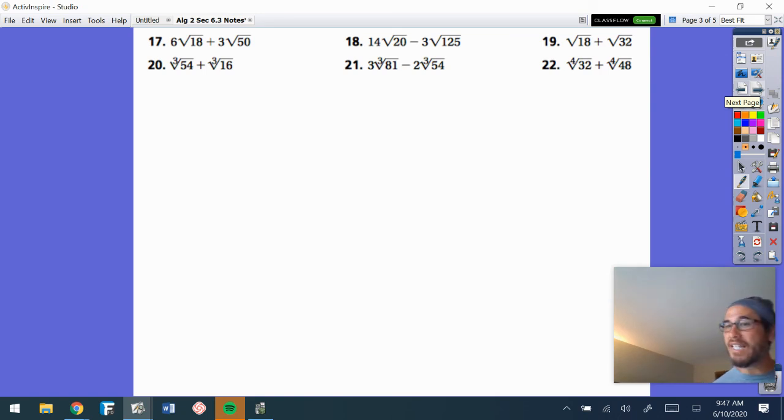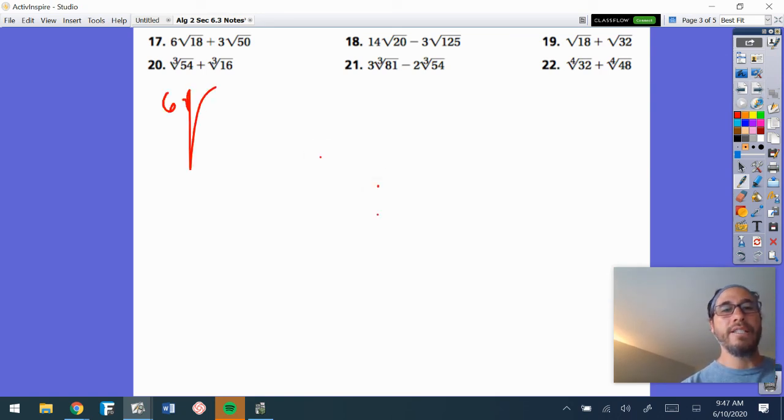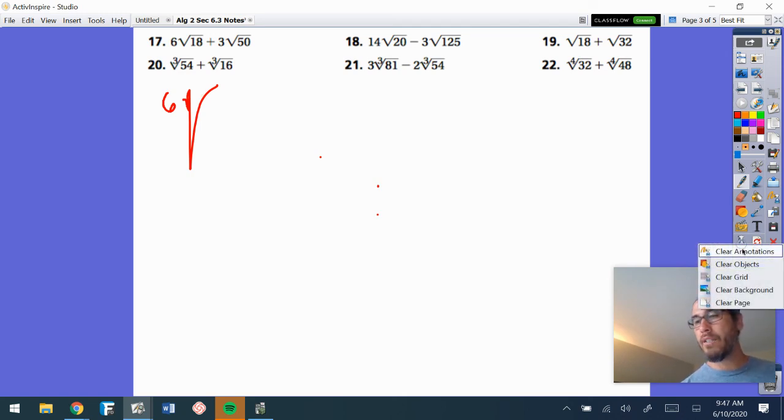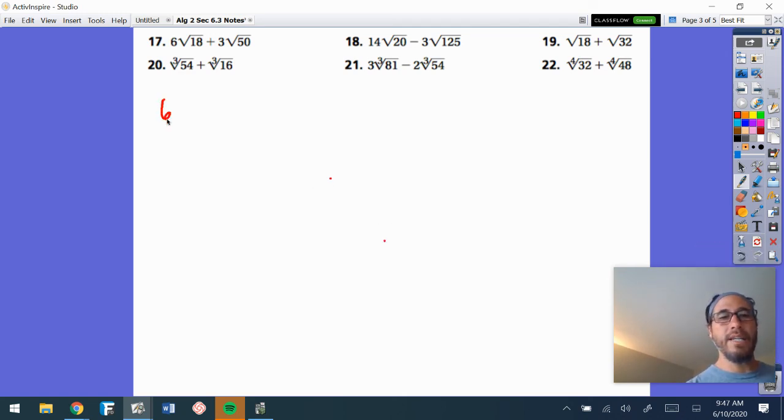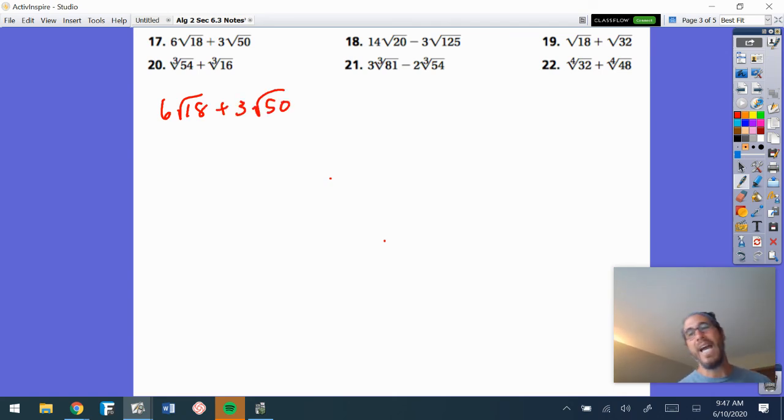Okay, let's look at 17. What do you notice about 17? Let's take a look at it. We've got 6 square root 18 plus 3 square root 50. Mr. Tanaka, I can't do that. You said that even though they have the same number in the ditch, which is a square root, which is a 2, 18 and 50 are different. But this is hidden. You can actually do this problem. How can I do this problem?